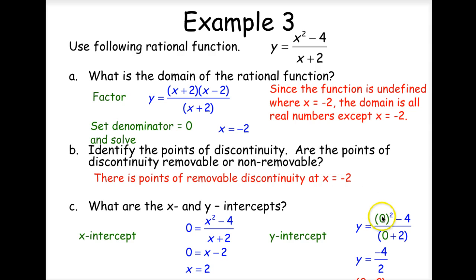We substitute zeros in for the x's to find the y-intercept. Negative 4 divided by 2 is negative 2. So our y-intercept is at (0, negative 2).